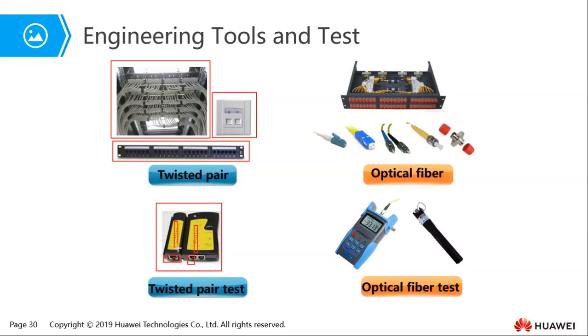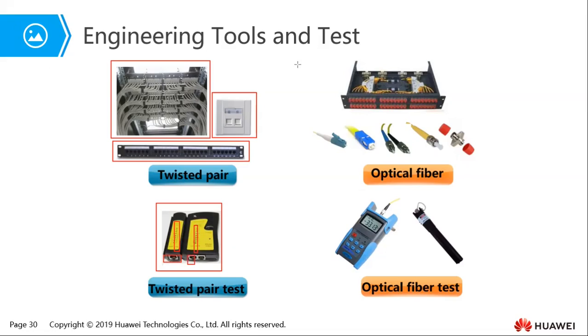Because there are 4 pairs, it has 8 lines. So we have an indicator for each line. It's going to light one by one. Ta, ta, ta, ta, ta, ta. So this is one of the tools that is used for testing.